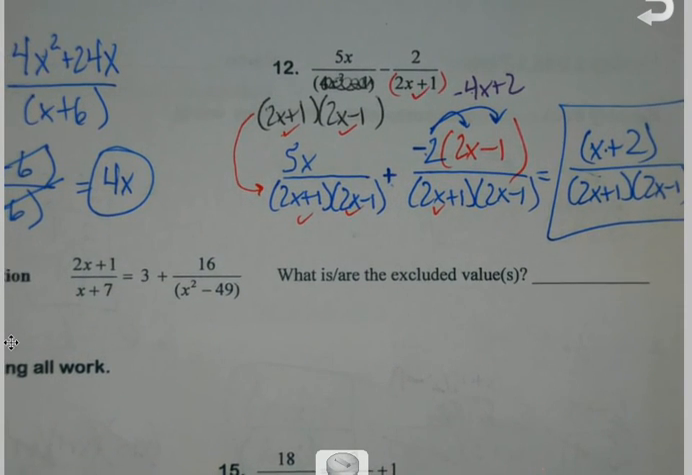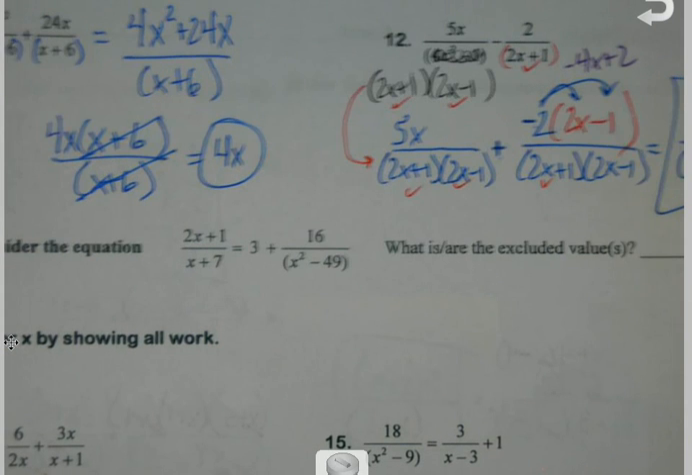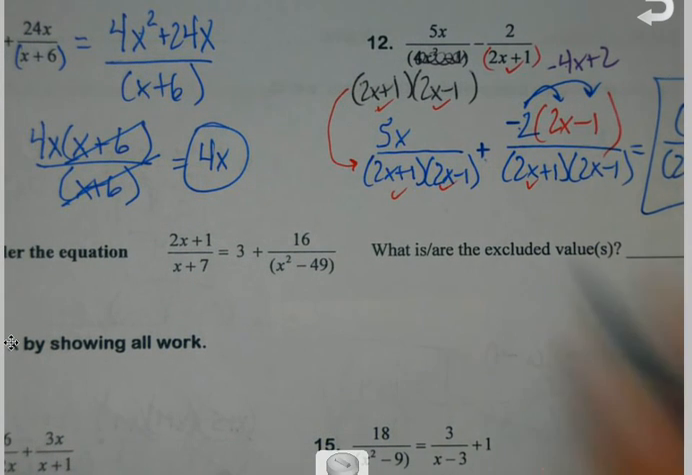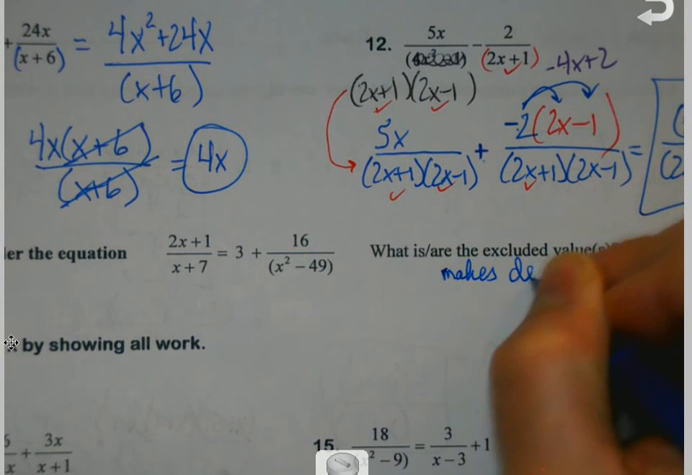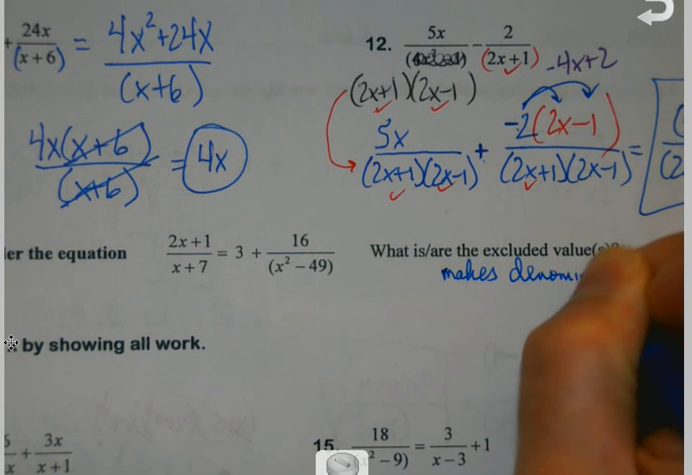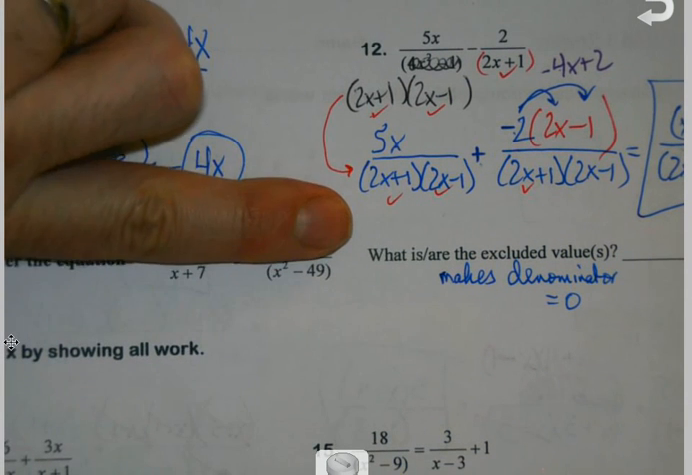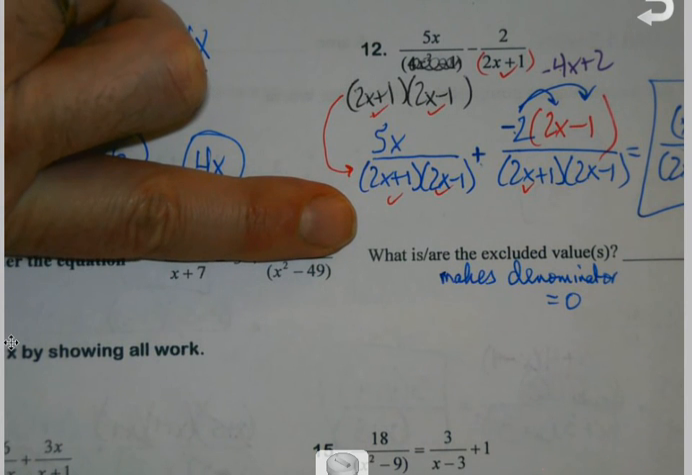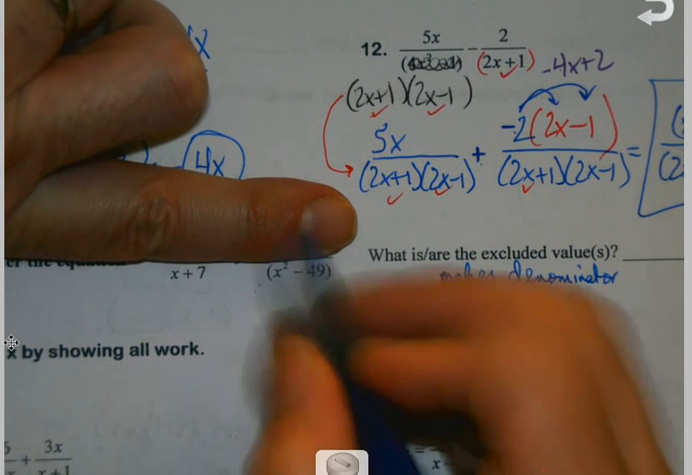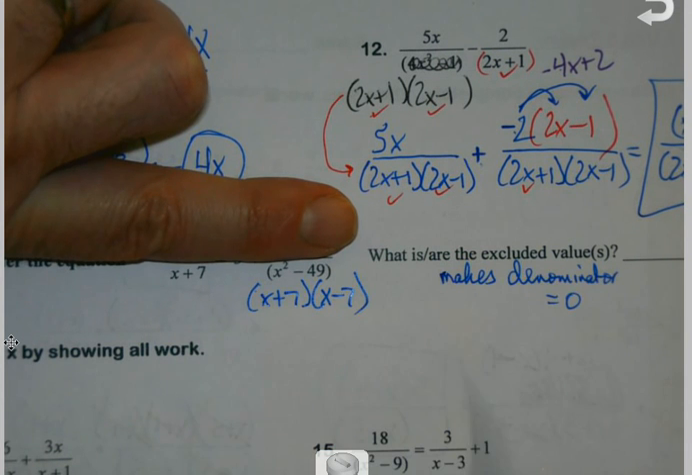13. Different question. Consider the equation. What is or are the excluded values? What doesn't work? What makes the denominator equal 0? That's the problem. So I don't care about what's going on up here. I just want to make sure that whatever's in the denominator never is going to equal 0.